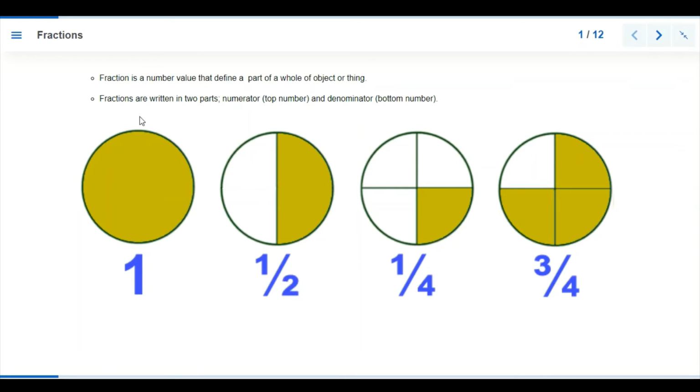We have an example. If we look at this circle, this is a whole circle, this is one. By the time you divide it into two, we have 1/2. This is the numerator, this is the denominator. By the time you divide this into four, we have this shaded, so we have 1/4, since one is shaded out of four. If you look at this one, it is divided into four and we have three shaded. So we have 3/4. The 3 here is the numerator, while 4 is the denominator.